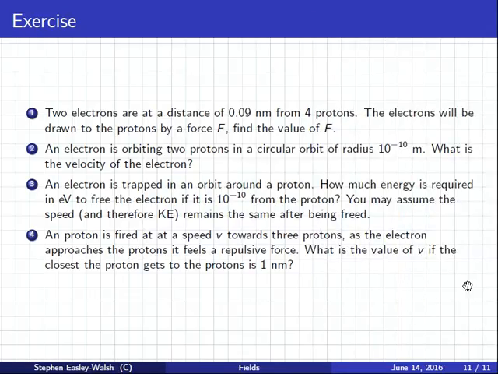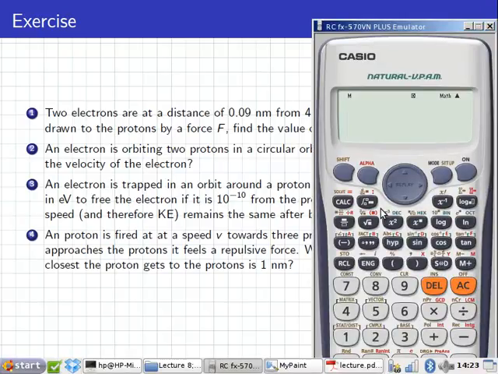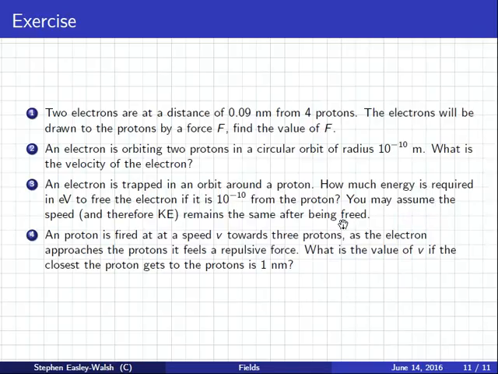Two electrons are this distance from four protons. The electrons will be drawn to the protons by a force. Find the force. Right, so the formula is 8.99 times 10 to the power of 9 times a fraction. On the top, what have I got? 2 by 4, so the total charge is 8. 2 by 4. Q1, Q2.